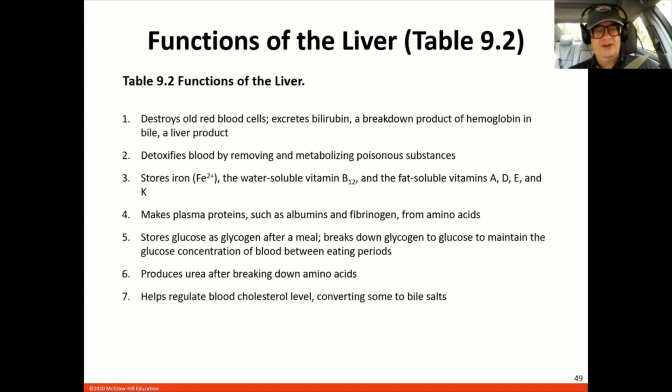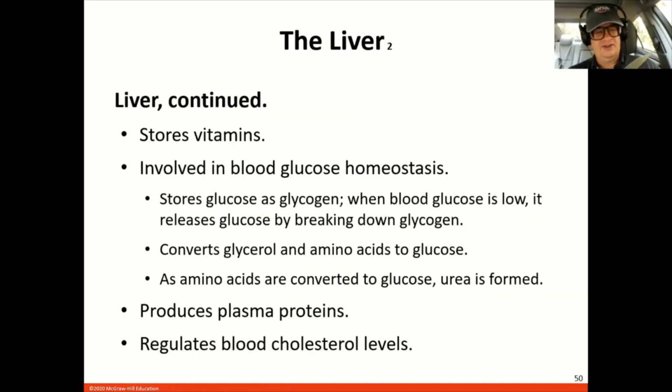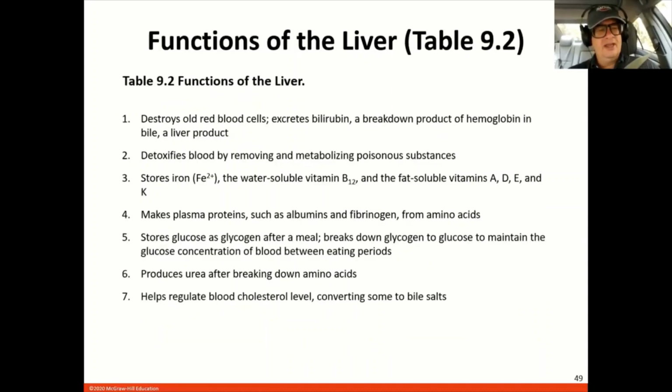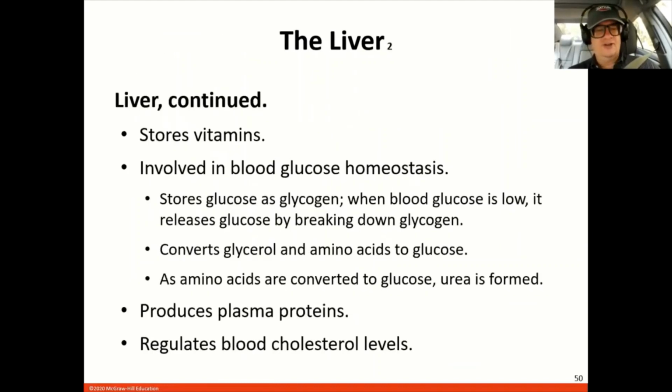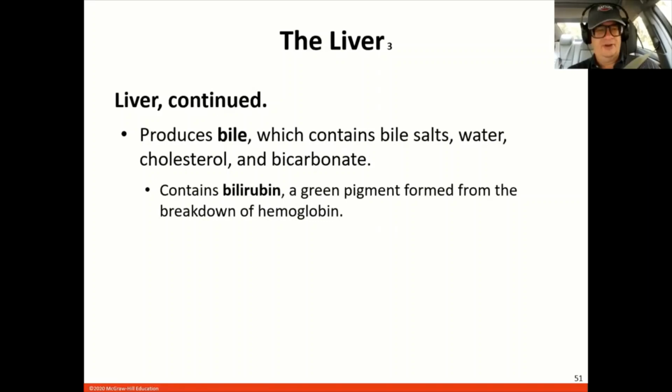I don't know whether that's continued, because they said it right there on number 4 on the table. All right. Yeah, table 9.2, good information, know it all. Much shorter than it could be. Moving on. Regulates cholesterol levels. We already heard that it takes cholesterol and makes bile salts. All right.